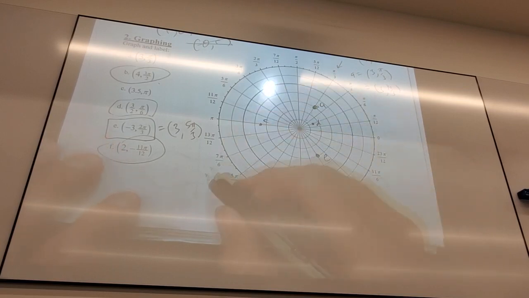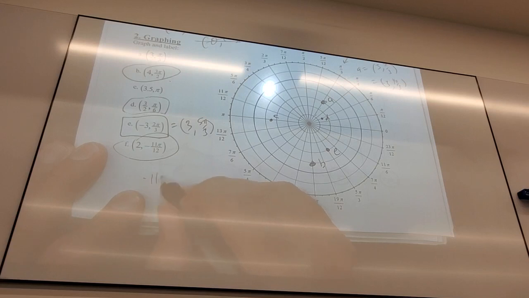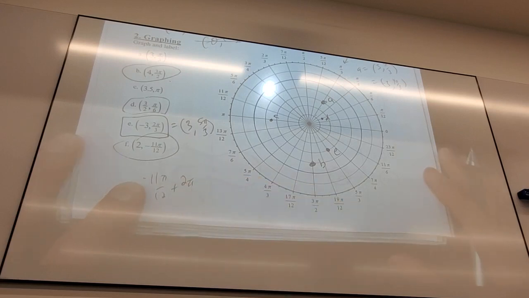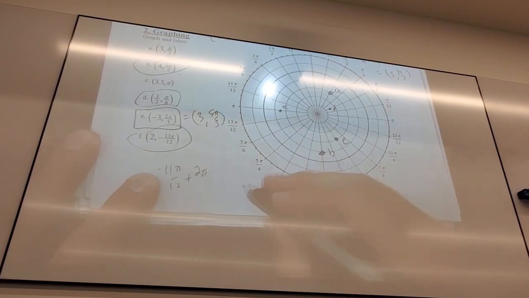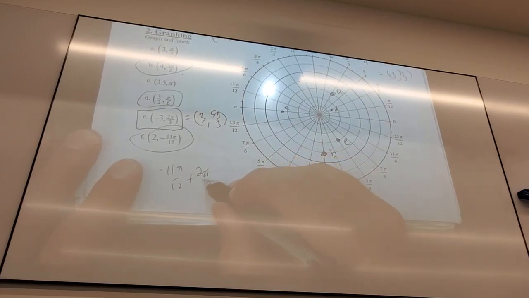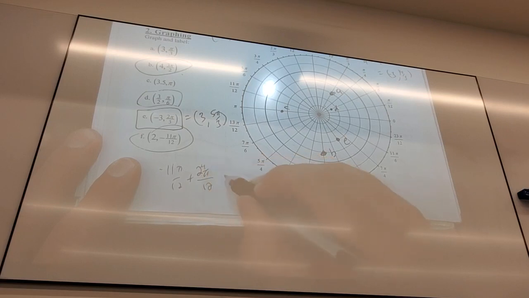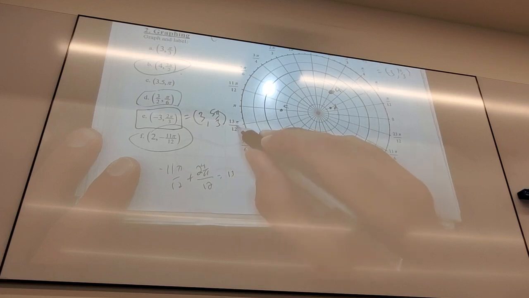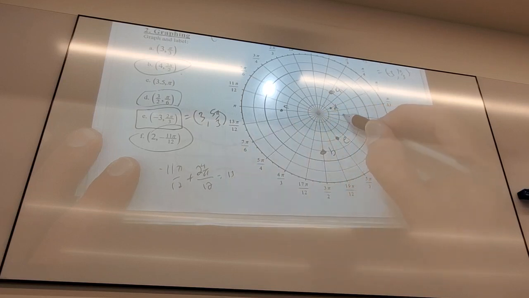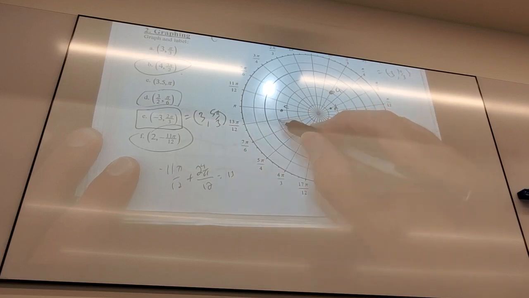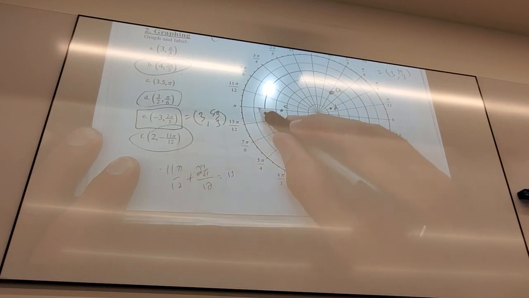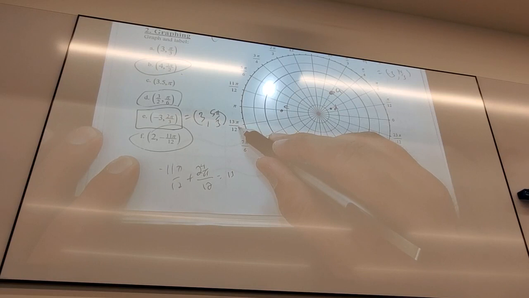What's another way to do that, guys? If I take negative 11 pi over 12 and I add a rotation, isn't that a coterminal angle? So if I make this over 12, this would be 24 pi over 12. What's 24 minus 11? 13. So one way to do it is I want to go back, not quite a full pi. I'm a little bit less than a pi. I'm exactly pi over 12 less than a pi. So I'm going to go here. I'm going to be looking at this angle.